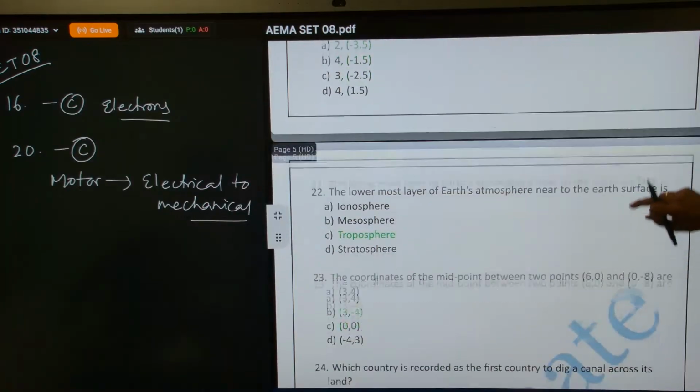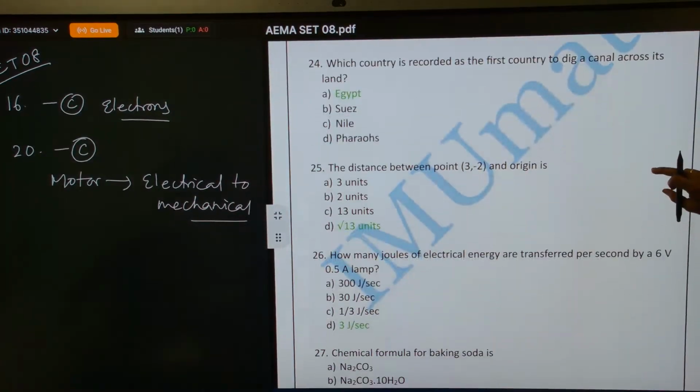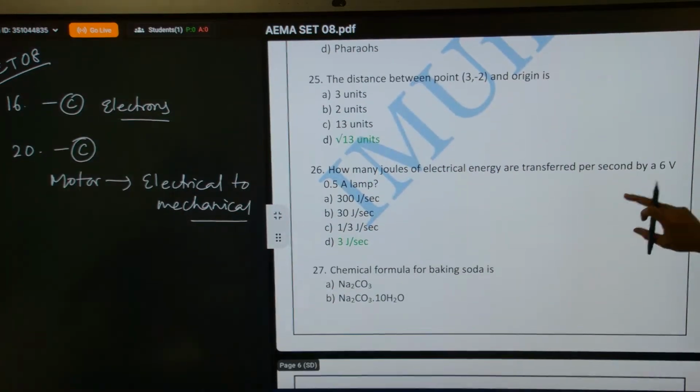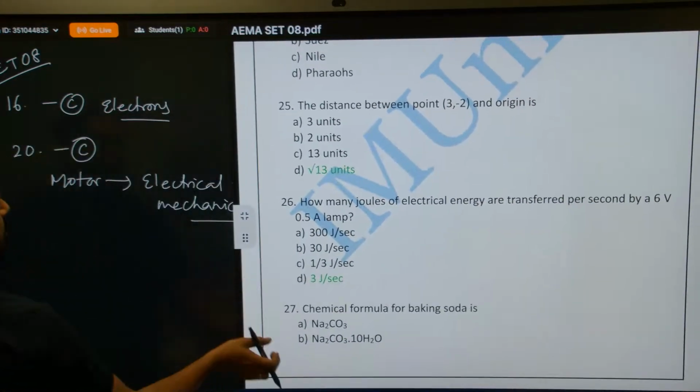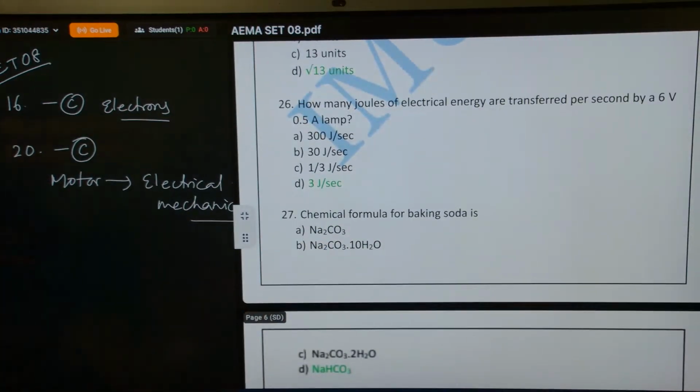Next, so if you solve PYQ 26, now look at the question. How many joules of electrical energy are transferred per second by a 6 volt and 0.5 ampere lamp?